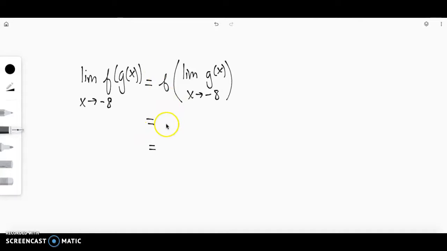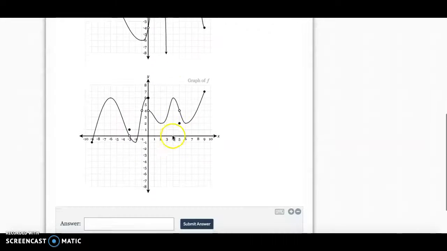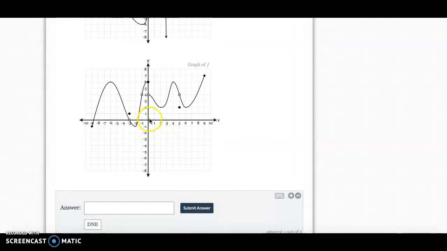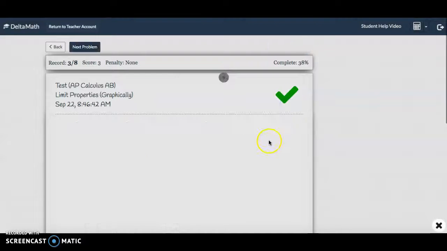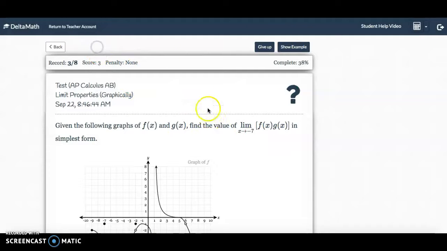So then I'm really finding f of 2. Then I use my second graph, and if I find f of 2, it gives me +2. Voila.